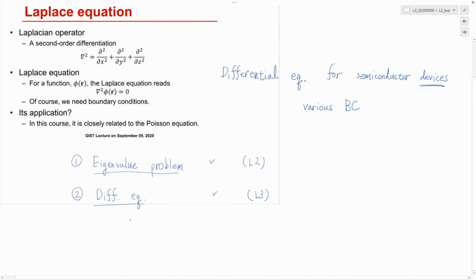There can be many differential equations in principle, but in this course we are interested in just a limited number of them. Let me name the important ones. The most important and most frequently used ones are two, actually. The first one is the Poisson equation.